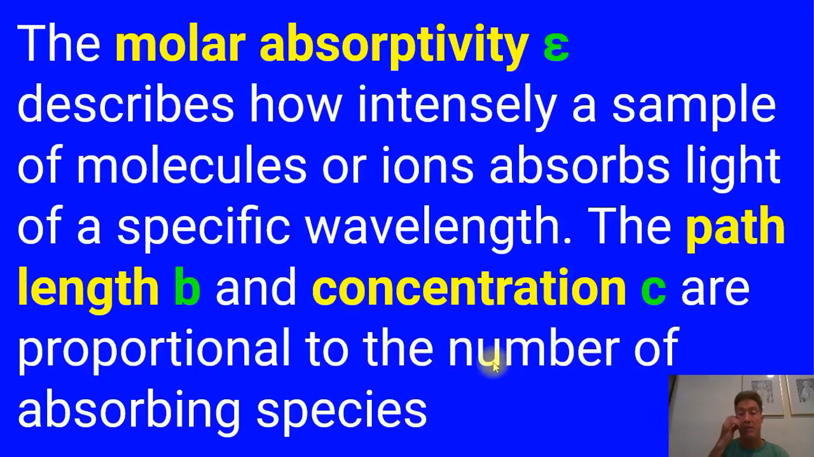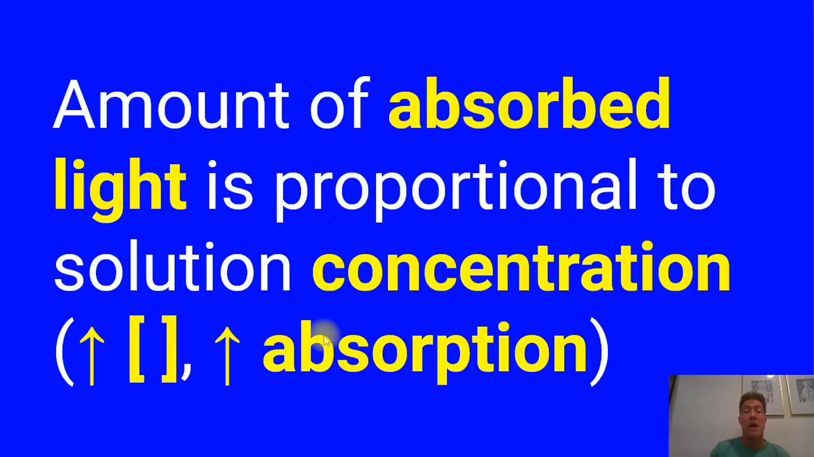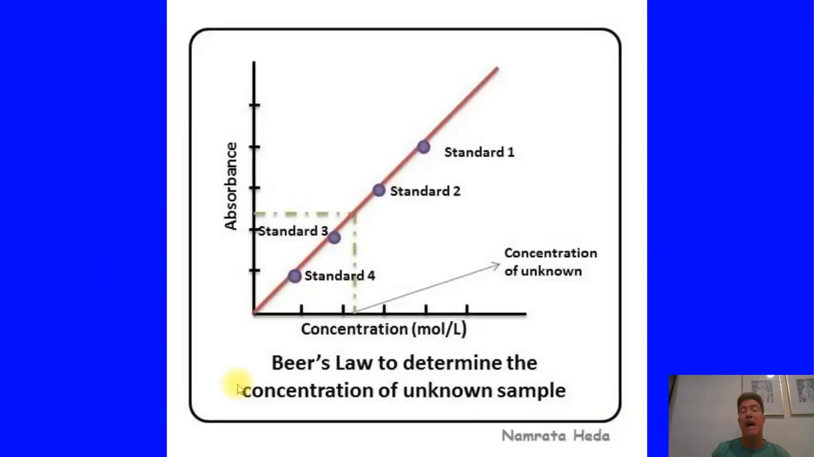So here's the practical payoff here. Usually they keep the path length the same, they keep the wavelength of light the same, and so what's left is that the absorbance is going to be proportional to the concentration of the absorbing molecules. So the amount of absorbed light is going to be proportional to the solution concentration. If we increase our molarity, if we increase our solution concentration, we will increase absorption. If we decrease our concentration, we'll decrease absorption. And we get a graph that looks like this.